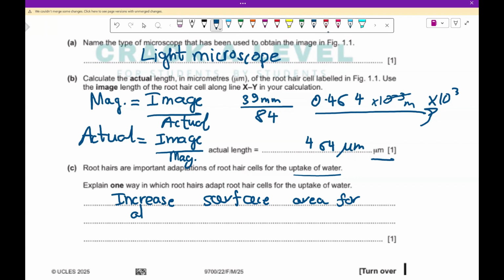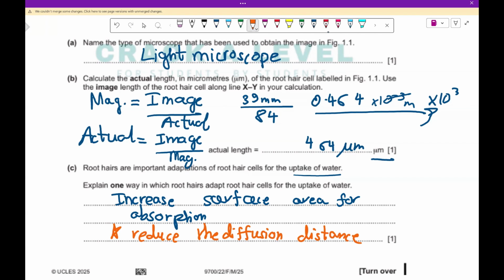Other points for absorption will include, let's write, that they reduce the diffusion distance. This is 1 mark, right? So let's say they ask you a 3 mark question. Another thing you could write is that they help in reaching a large volume of soil, so a larger volume of water is taken up.